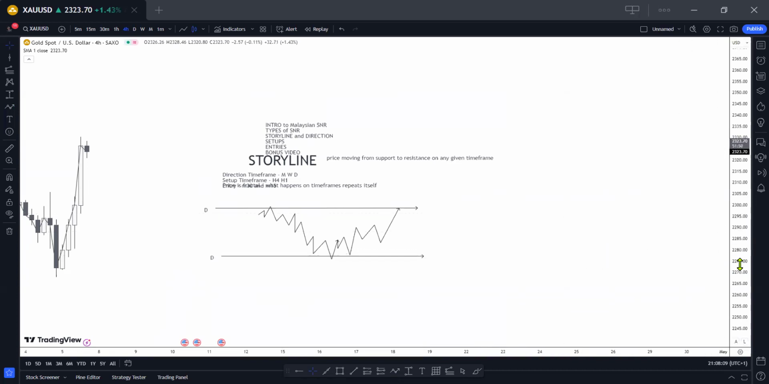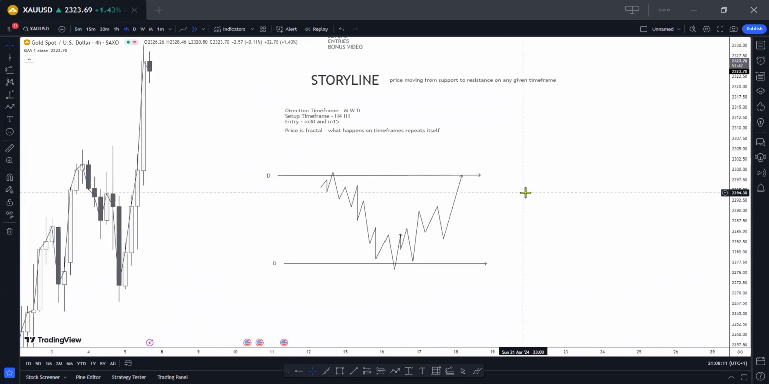So price can go from a daily HNS level to a daily classical level, or price can go from a daily gap level to another daily gap level, as long as it is going from support to resistance or resistance to support. And this can happen on any given time frame. Okay, so when we talk about the direction time frame, we're focusing on storyline on the monthly, the weekly, and the daily. That's the direction time frame.